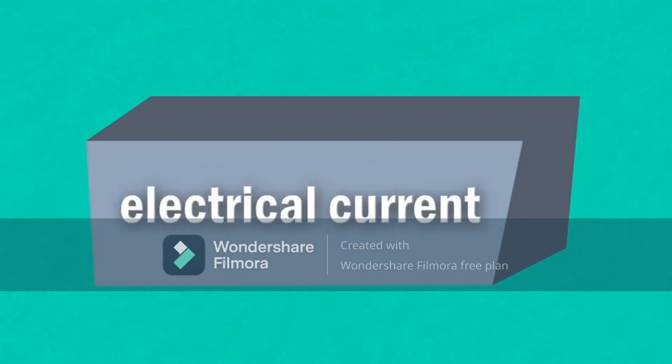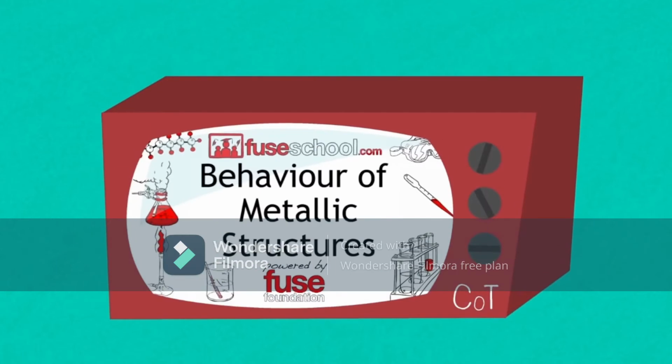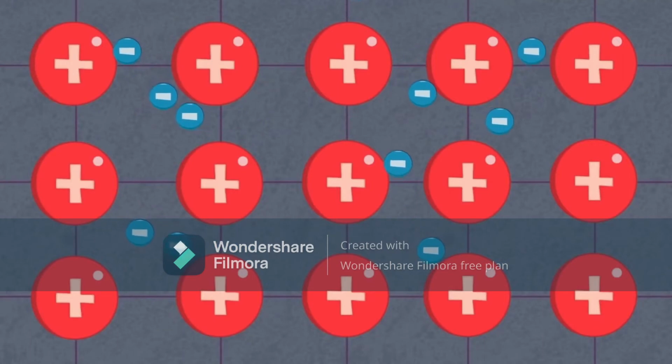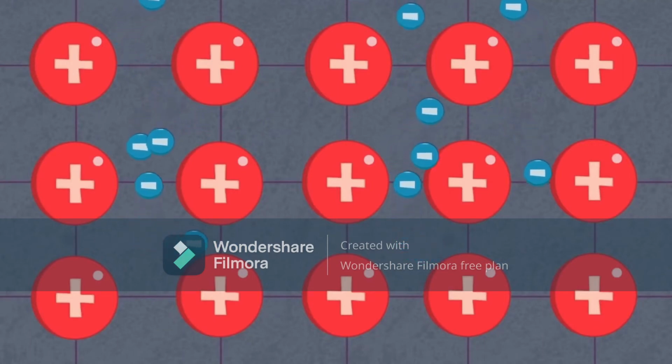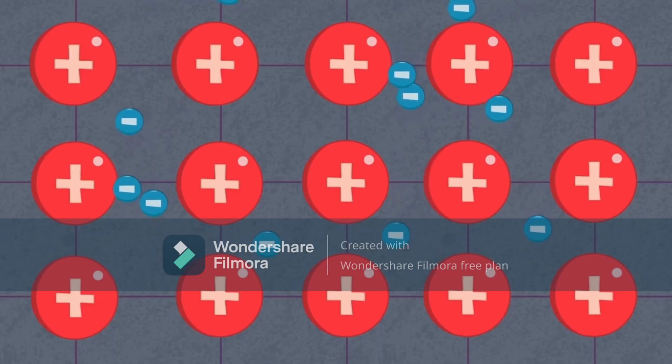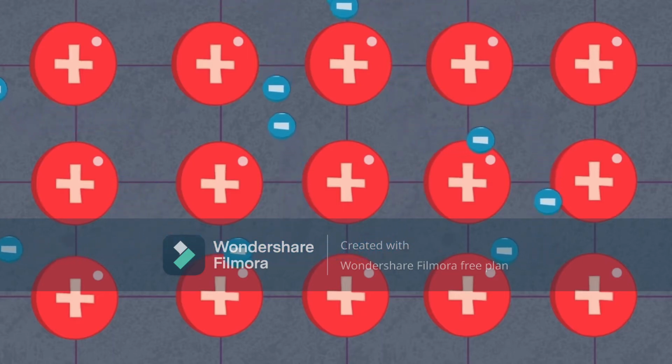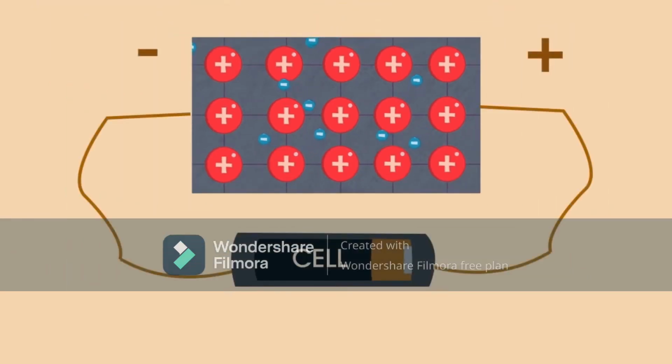We do need to sidestep for a moment to look at electrical current in a metal. From our lesson Behaviour of Metallic Structures, we know that electrons in a metal aren't bound to particular atoms. They form a sea of electrons that can move easily if a potential difference or a voltage is applied across it. This could be from an electrical cell or a battery. The electrons will begin to drift towards the positive terminal of the battery, and this is what happens when current flows. Current is the movement of charge, in this case, electrons.